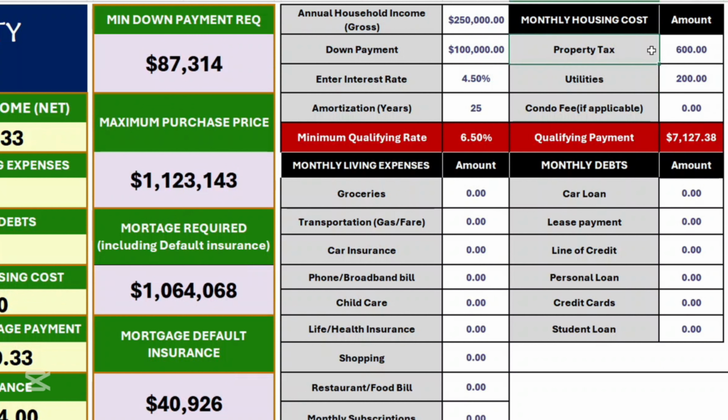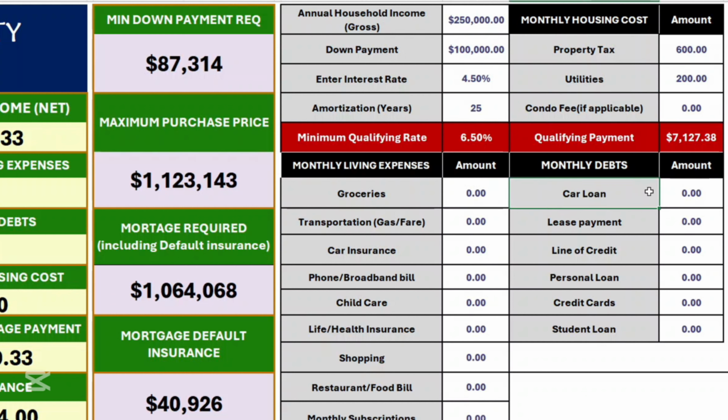So see, as soon as I input the property tax, the maximum purchase price has further reduced because the higher the monthly housing costs we have, our eligibility for buying a home can be reduced. Utilities, on the lower side, I have considered $200 because a lender never considers your actual utilities. It takes a standard amount per month to make you qualify for a mortgage.